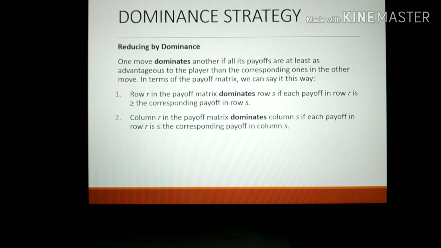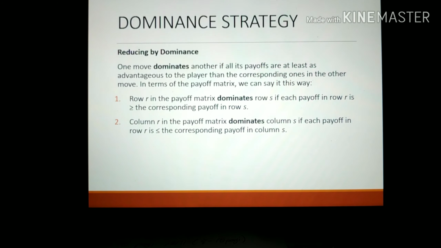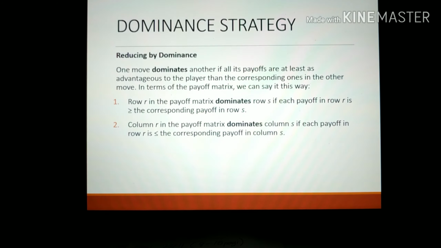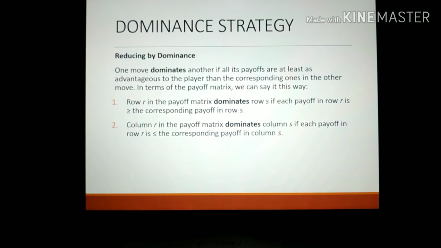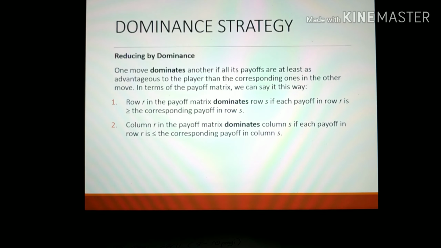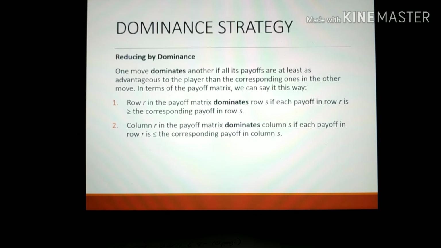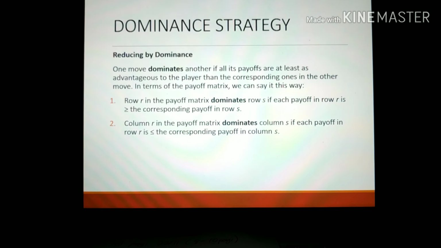One move dominates another if all its payoffs are at least as advantageous to the player as the corresponding ones in the other move. In terms of the payoff matrix, we can say it this way. Row R in the payoff matrix dominates row S if each payoff in row R is more than or equal to the corresponding payoff in row S.